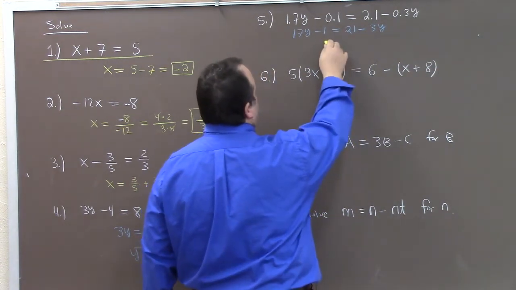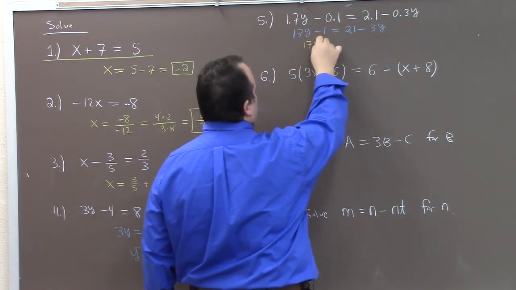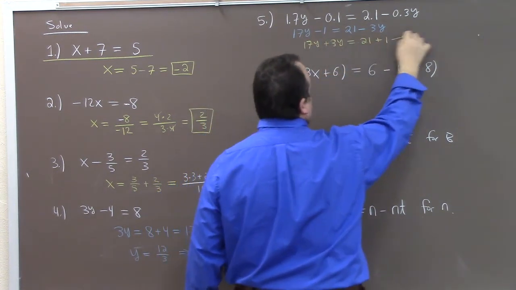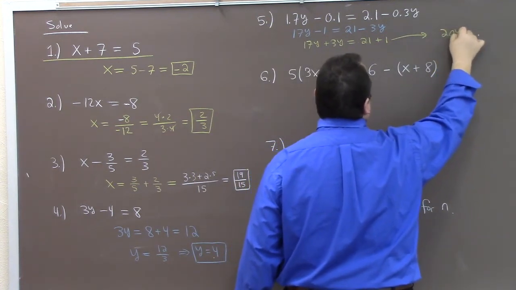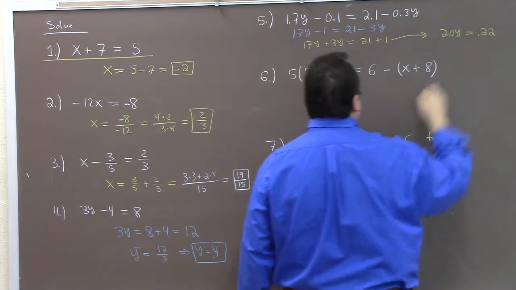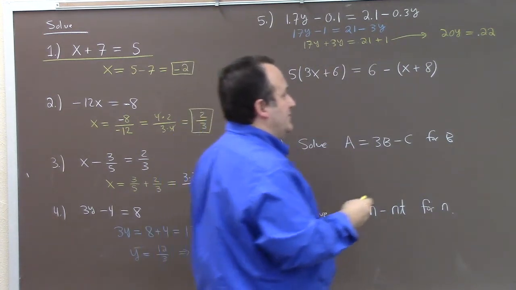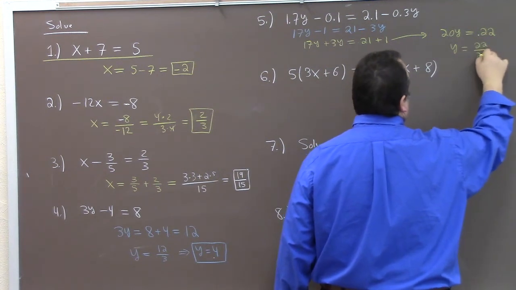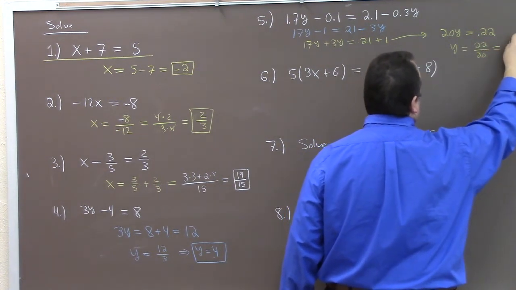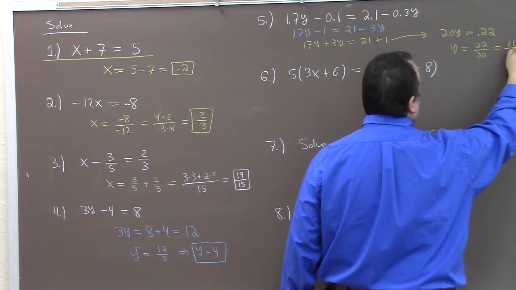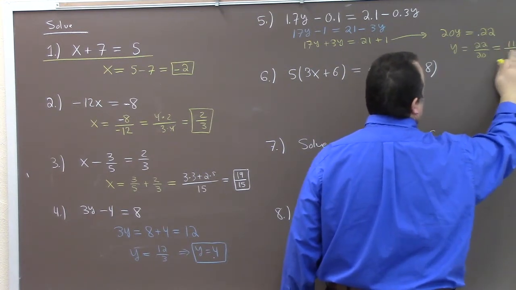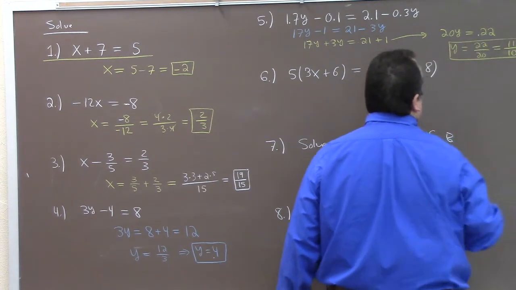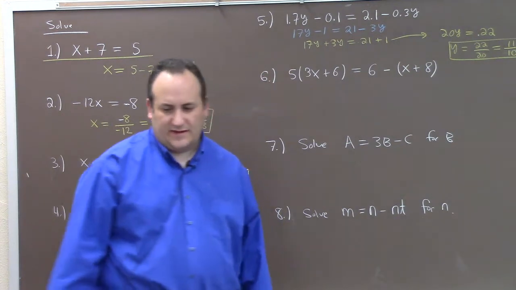And so then I get what? I get 17y plus 3y equals 21 plus 1, which is to say 20y equals 22, which gives me y equals to what? 22 over 20, which I think we can simplify a little bit. That's 11 over 2, right? Wait, excuse me, I'm an idiot. 11 over 10, right? Yeah. 22 is 2 times 11. 20 is 2 times 10, so the 2's cancel.